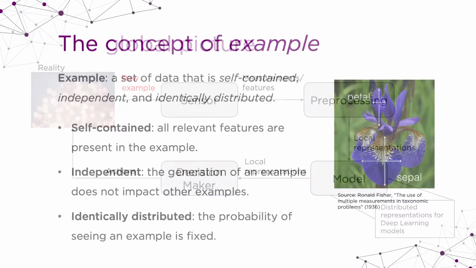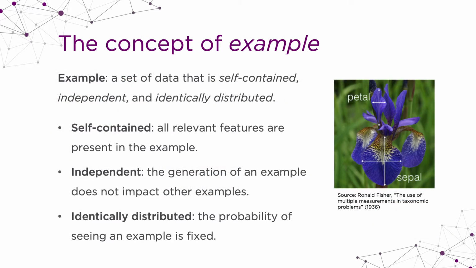So what is an example, really, in a concrete way? An example is a set of data that is self-contained, independent, and identically distributed. So let's take an example to see these three concepts.